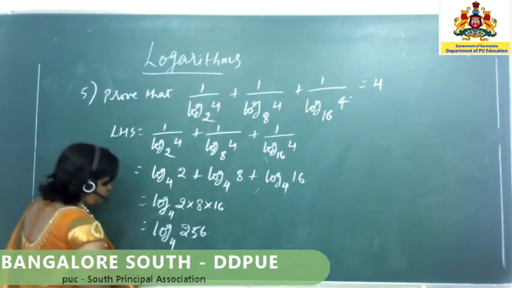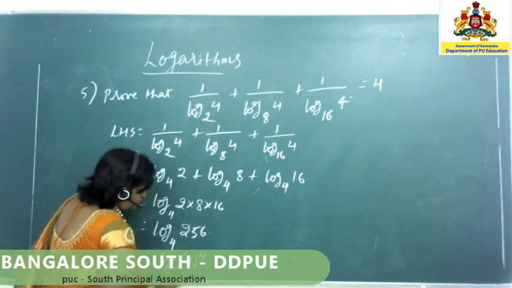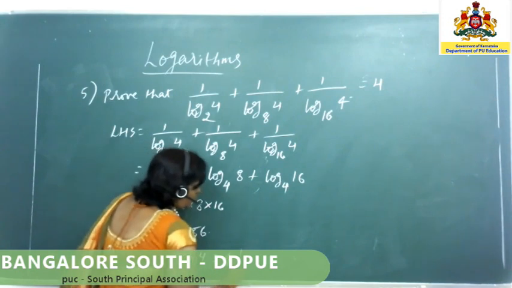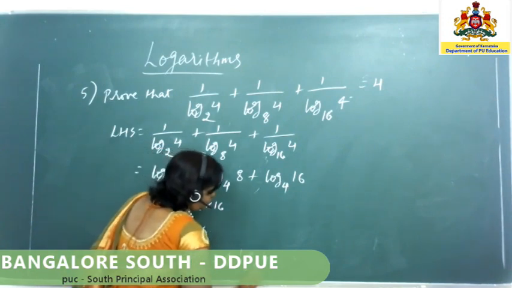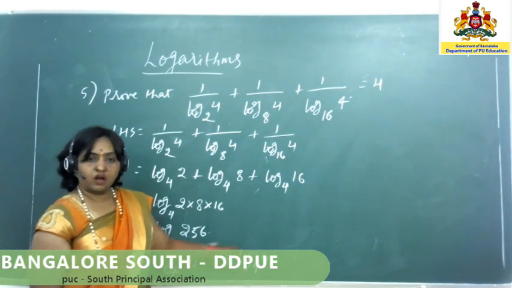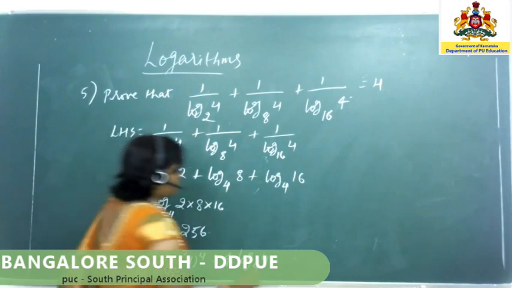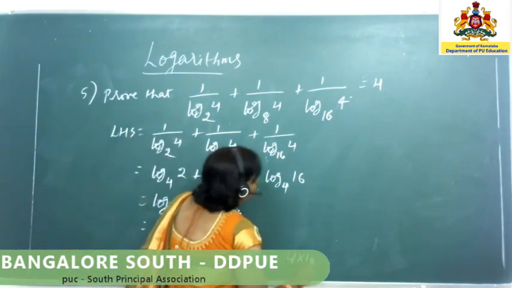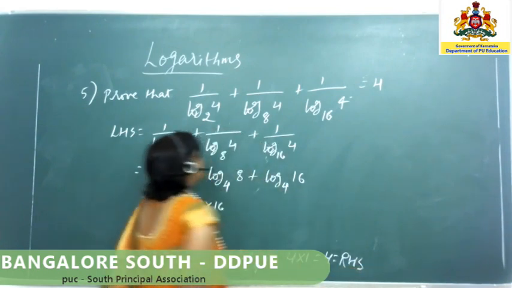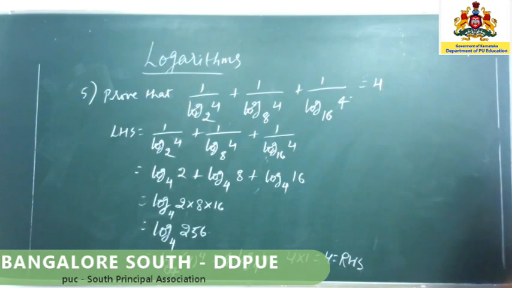So log 256 is log 4 to the power of 4 to base 4. So that is equal to 4 log 4 to base 4. So log 4 to base 4 is 1. So logarithm of any number to the base of the same number is equal to 1. So therefore this is equal to 4 into 1, that is equal to 4, that is equal to RHS. Let's just make a note.